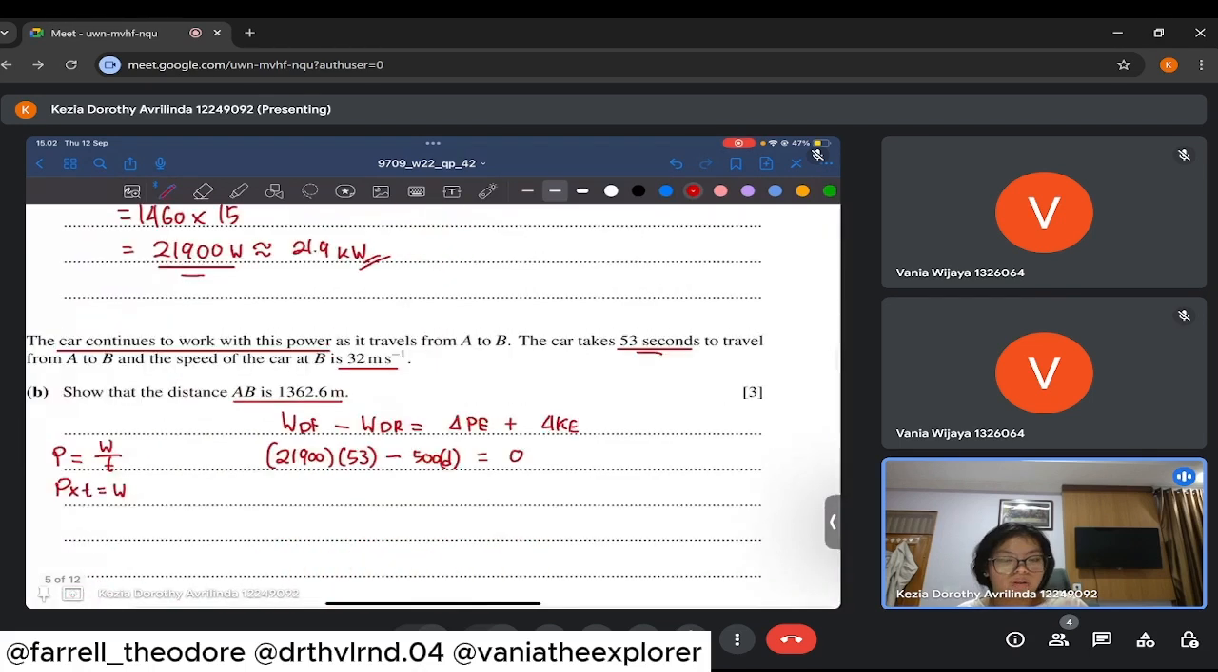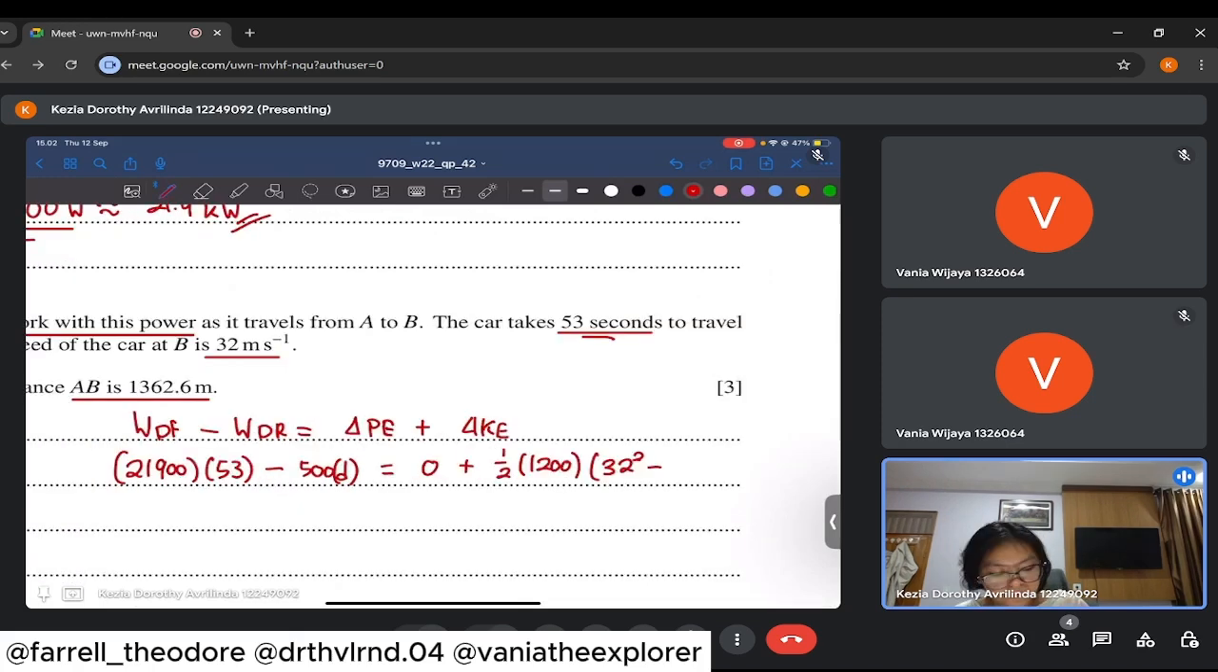in our potential energy. Plus half mv square, but no, plus half m times v square minus u square. Our m is 1,200, and then our v square is the 32 meters per second, which is currently at B, the speed at B, minus 15 square, which was the speed at A. Now we'll do our calculations.